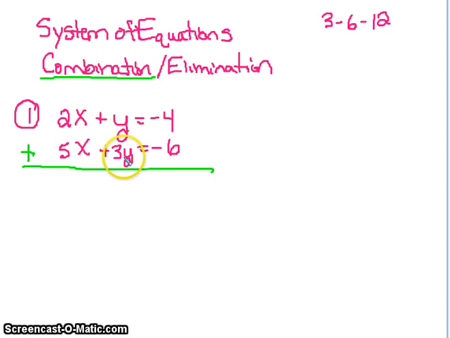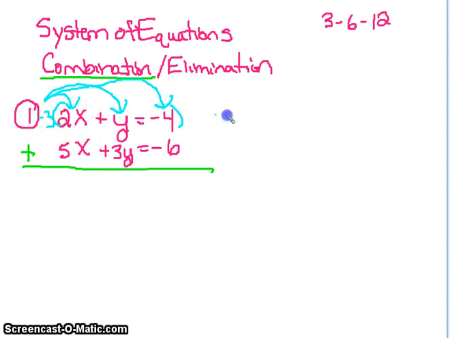Looking at my y's, if I have a 3y and a y, the opposite of 3y is -3y. So I'm going that route. I'm going to be lazy. I could multiply my x's and multiply both of them so that I got a positive 10x and a negative 10x, but why not just use the y's so that you can only have to multiply one of the equations? It's less room for error.